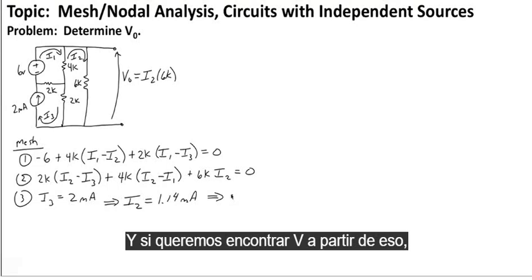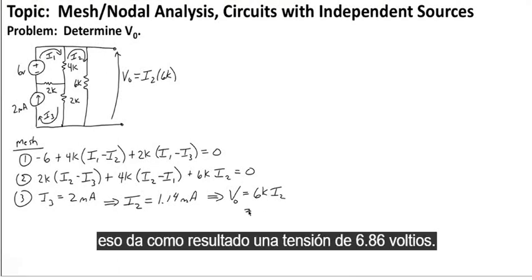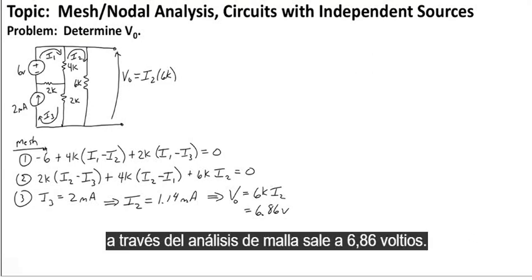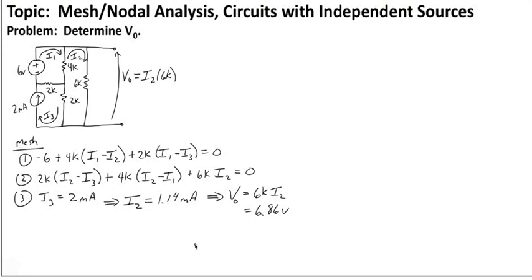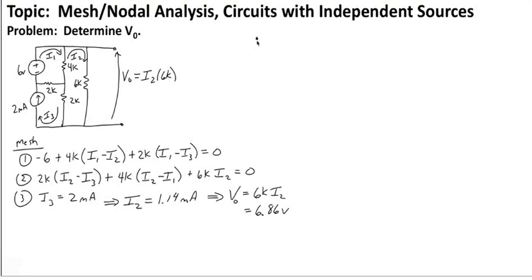And if we want to find V out from that, then V out is going to be 6K times I sub 2, and that results in a voltage of 6.86 volts. So V out, which is what we're looking for in the circuit, through mesh analysis comes out to 6.86 volts. Now we're going to solve the problem using nodal analysis.